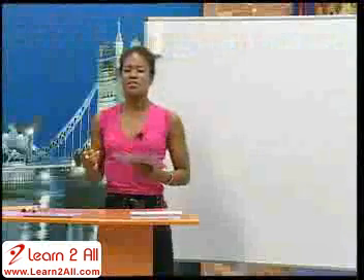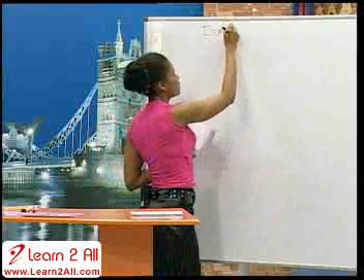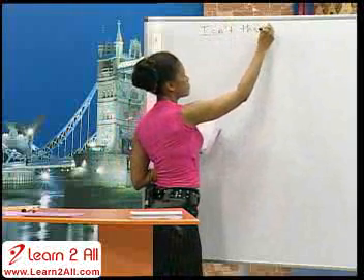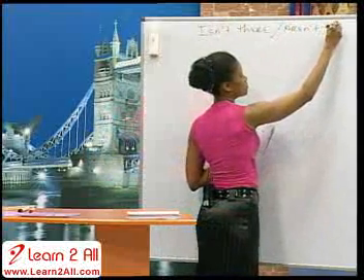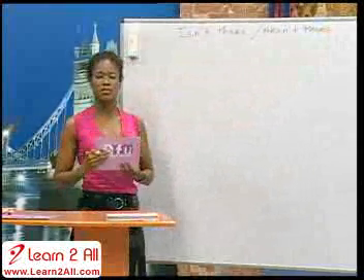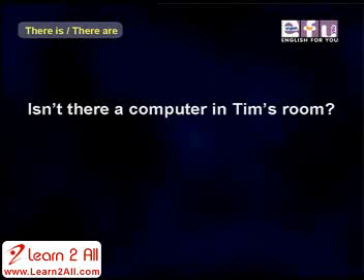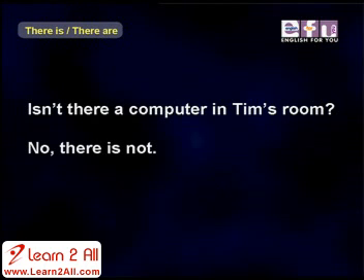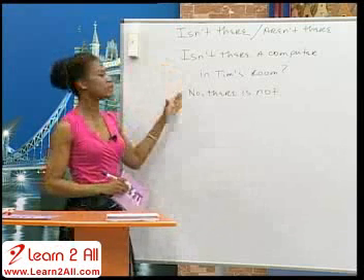We can begin yes-no questions with isn't there, or, of course, aren't there. We can also give short answers to these questions. Here are some examples. Isn't there a computer in Tim's room? No, there isn't. No, there is not.